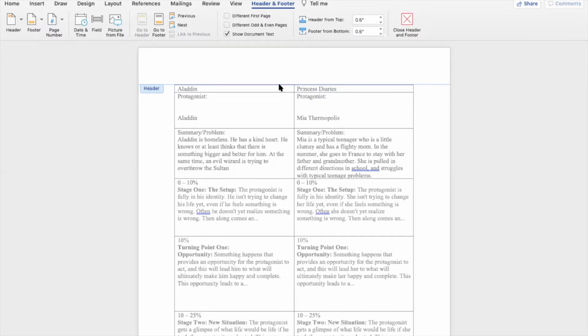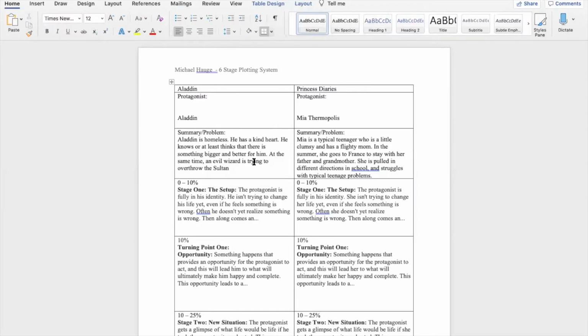Now, I like to use a plotting system that is created, and I say created loosely. I mean, a lot of this stuff has been done in the past. It's just people kind of hashing it out and making it their own. But by a screenwriter named Michael Hauge, and he has the six-stage plotting system, and it's worked out really well for me.